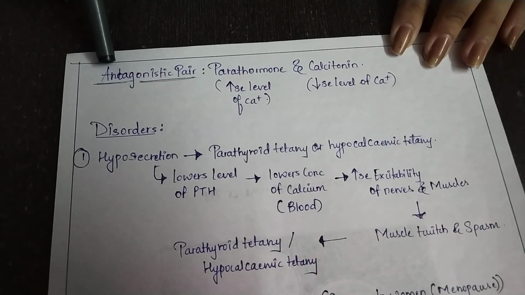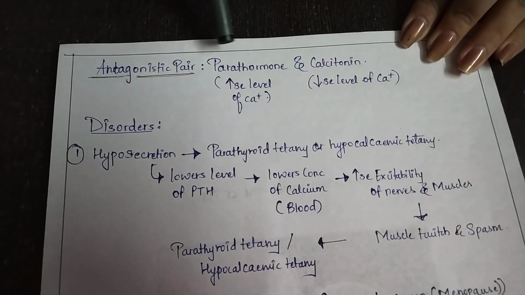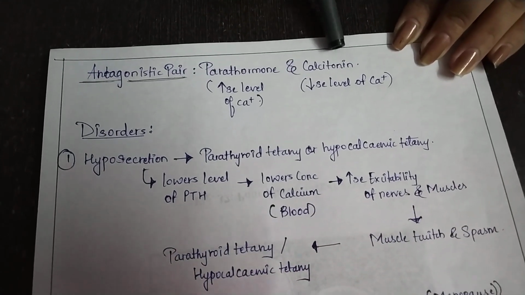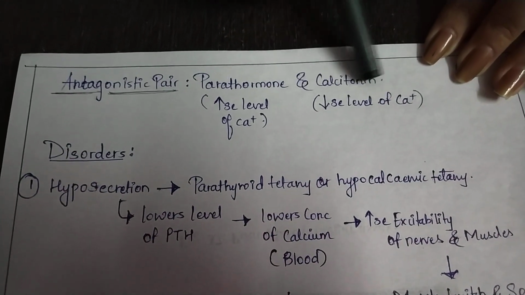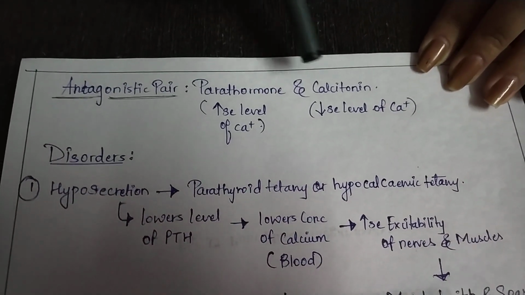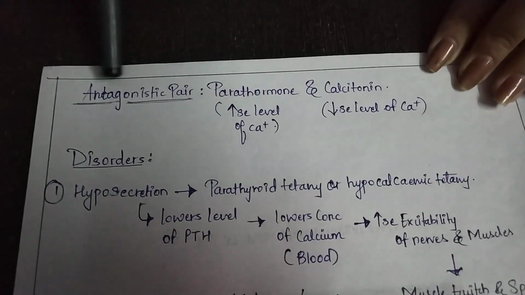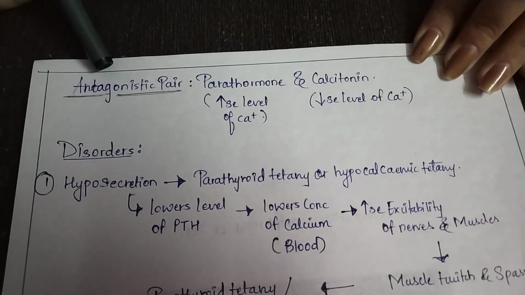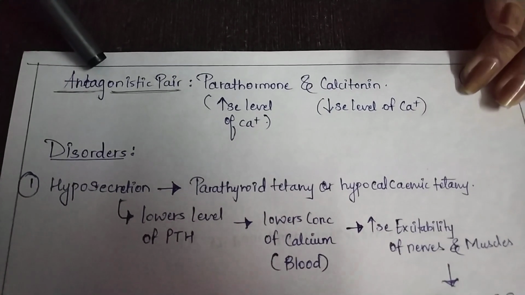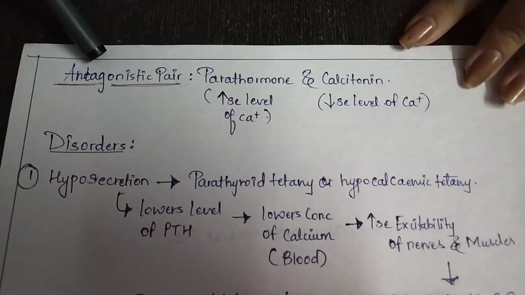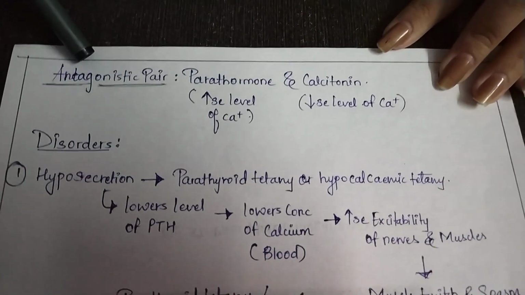Students, calcium and your, basically we can say, your parathormone and your calcitonin. If you remember, during thyroid gland we have learned about the calcitonin. Now this calcitonin and parathormone are known as the antagonistic pair. Now what is the meaning of antagonistic pair? What they do is one secretion will inhibit the other one, and the first one will inhibit the next one.